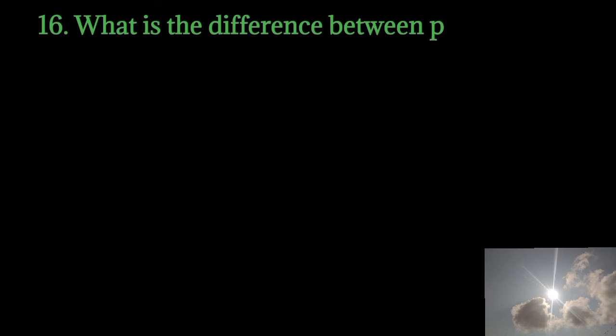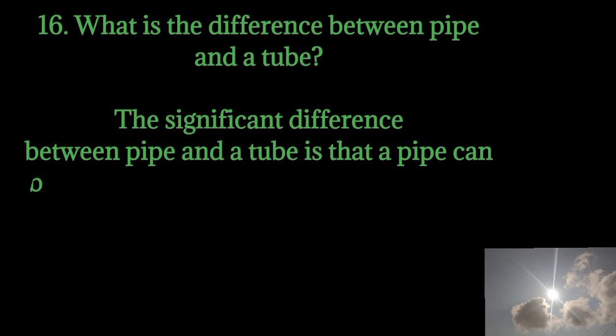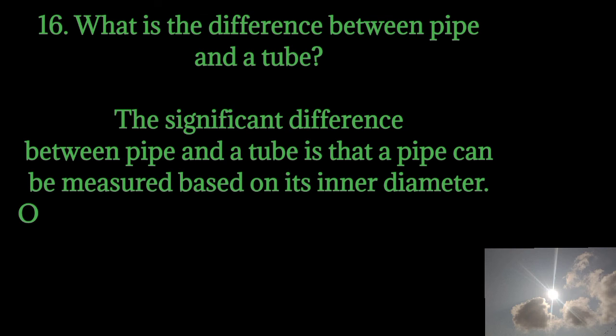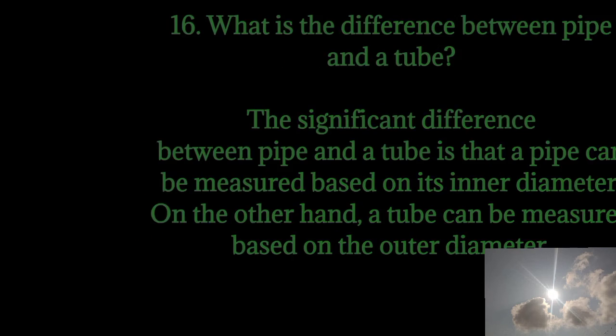16. What is the difference between a pipe and a tube? The significant difference between a pipe and a tube is that a pipe can be measured based on its inner diameter. On the other hand, a tube can be measured based on the outer diameter.